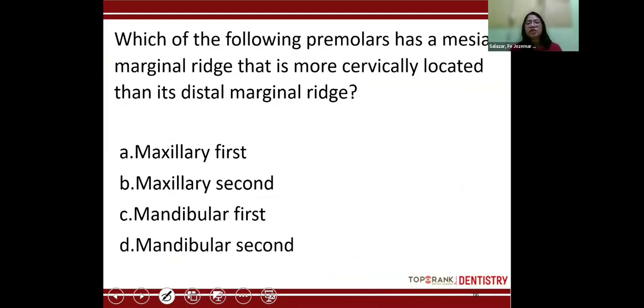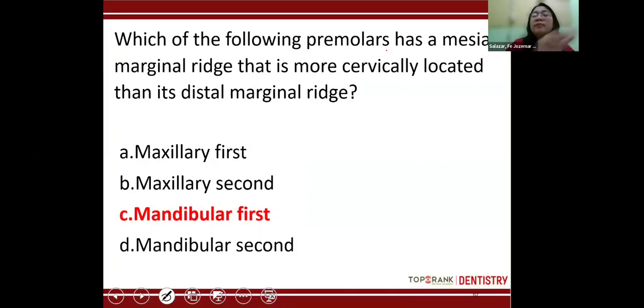Okay, let's answer another question. Which of the following premolars has a mesial marginal ridge that is more cervically located than its distal marginal ridge? Ano ulit yung answer natin? Ano ba dapat? Ang mesial marginal ridge ang more coronal. Hindi siya cervical dapat. Ang distal marginal ridge ang more cervical. But there is a tooth that does not follow that. And that's your, yes, mandibular first premolar. Letter C.